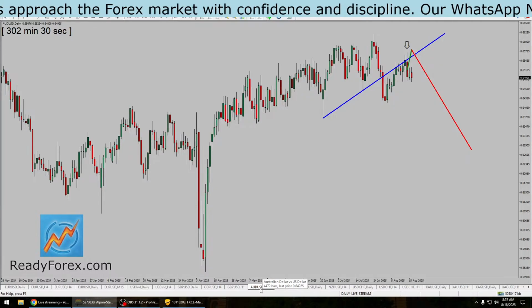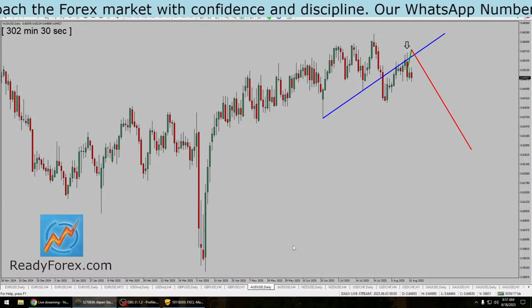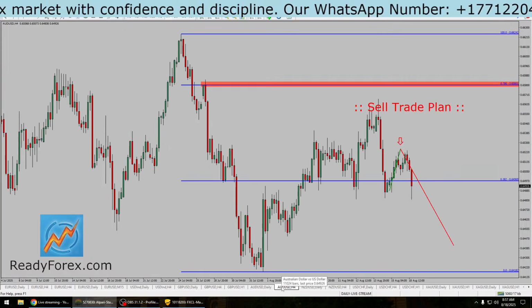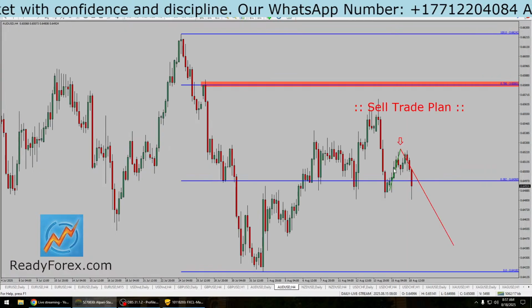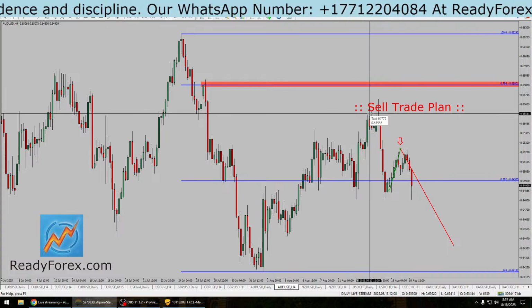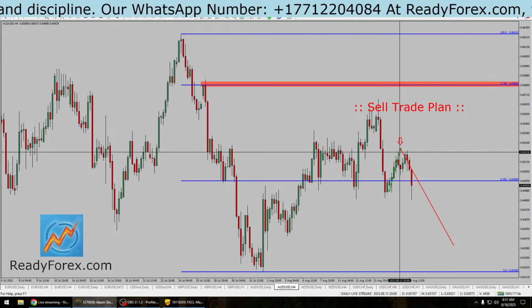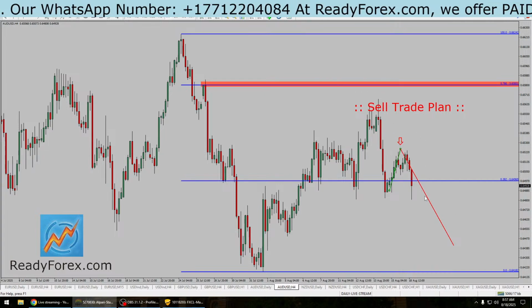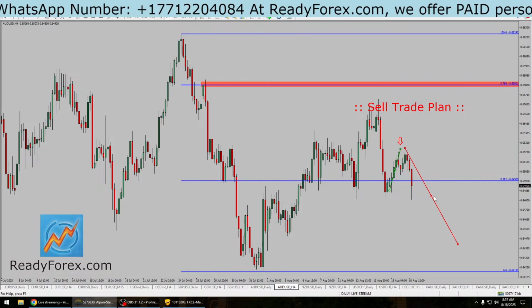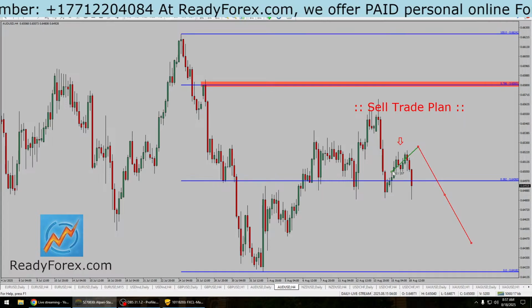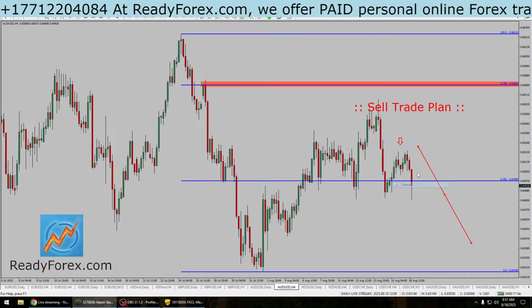Okay, next one, Aussie dollar. The way I see it, the market dropped a little bit over here. Regarding the Aussie dollar, this was the sell trade plan right over here. This was the pullback. Hopefully you guys managed to make some money out of it. Use your own day strategies to try to short the market, and this is the forecast which did work.